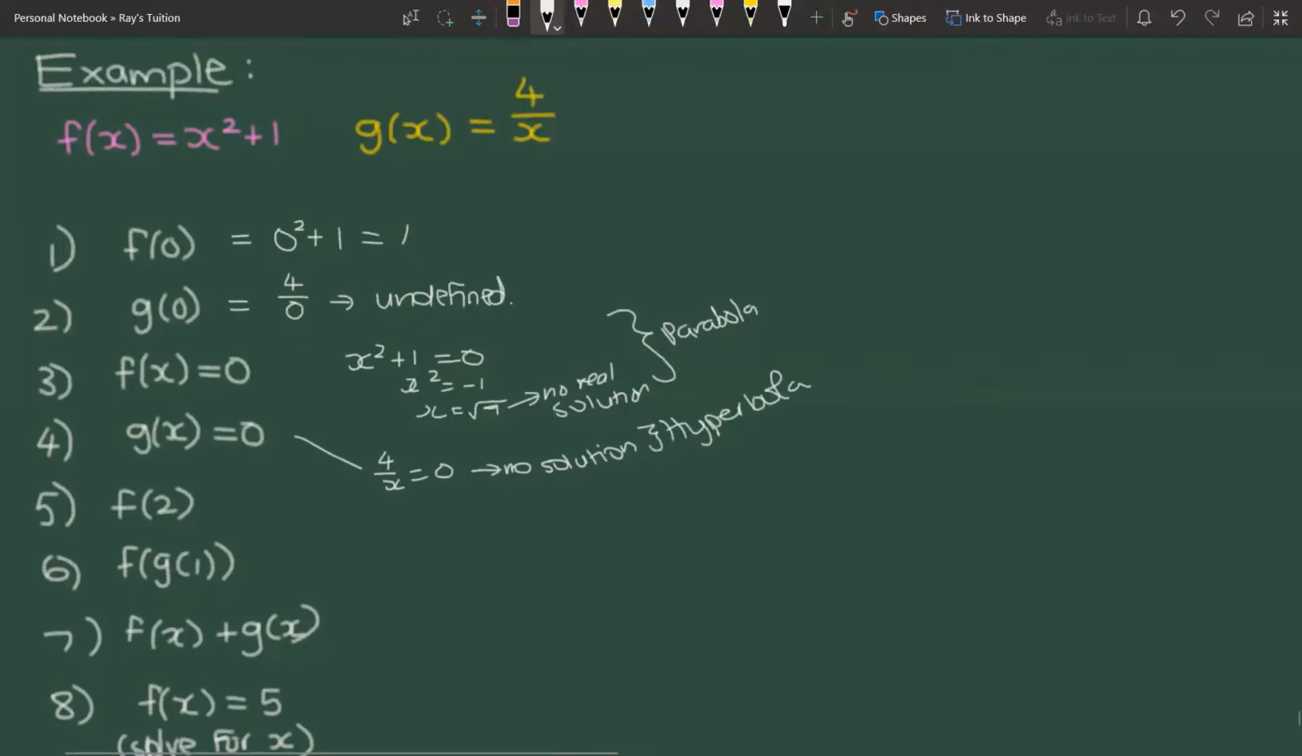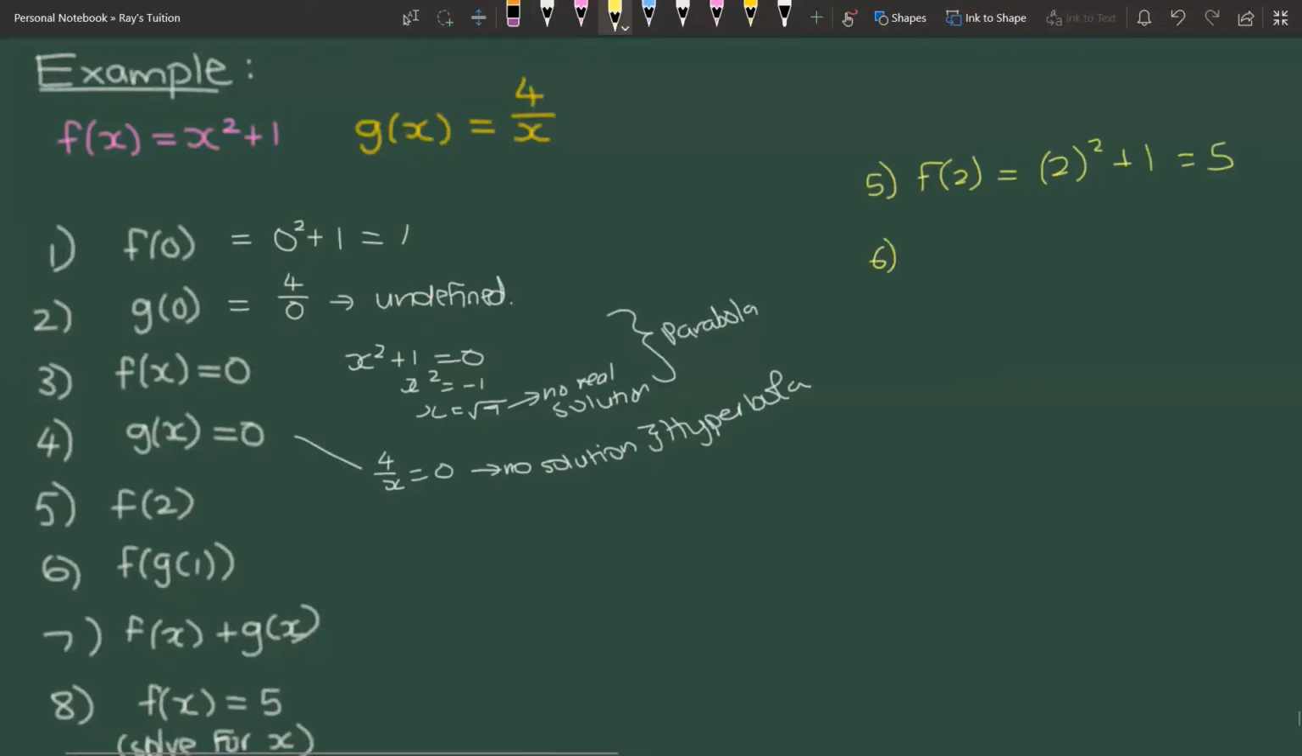For f of 2, let's write this one over here. So f of 2, in the place of x, we're putting 2. So it's 2 squared plus 1, which is 5.